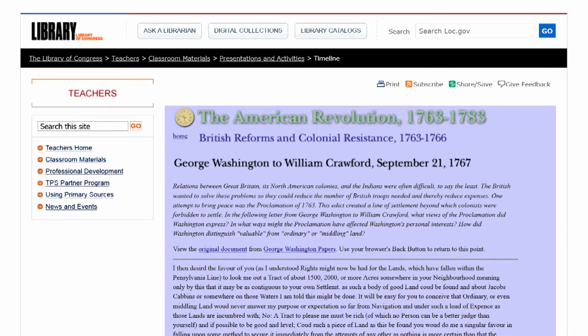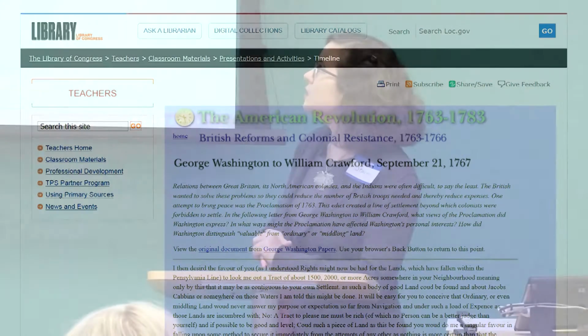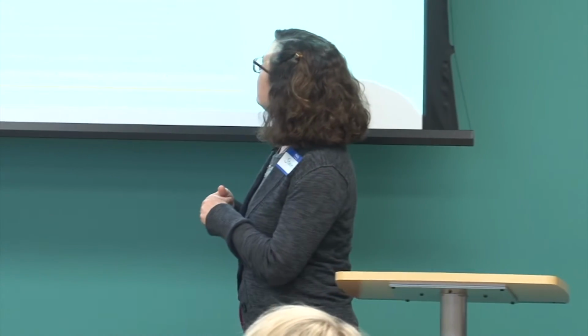So this was a letter that he wrote to his pal William Crawford in 1767. So this is before he's president. This is before the Revolutionary War. So this is where he's a land surveyor and he's getting rich off of this, right? And it also makes him very familiar with the lay of the land, which helps out when he's a general. So this is what is going on.